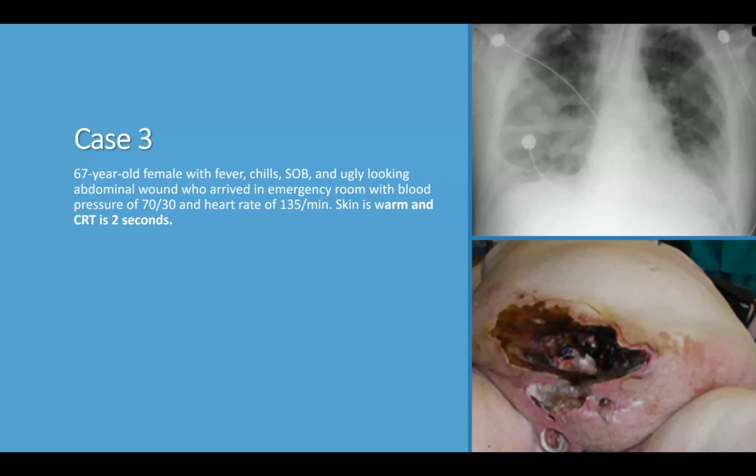The third case is a 67-year-old female with fever, chills, shortness of breath, and, as you see, a very ugly looking abdominal wound. Chest x-ray shows ARDS. It looks like the patient is intubated. She arrived in the emergency room with a blood pressure of 70/30. So notice the pulse pressure, 70 minus 30, compared to 70 minus 50 in the previous case. Heart rate is tachycardic at 135 per minute. Skin is warm and capillary refill time is only 2 seconds.